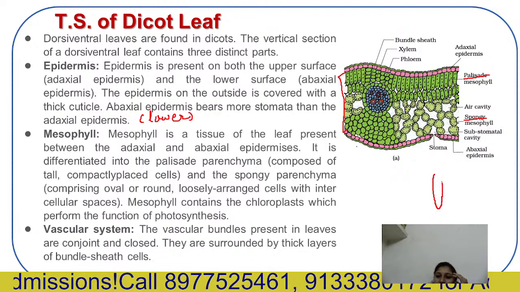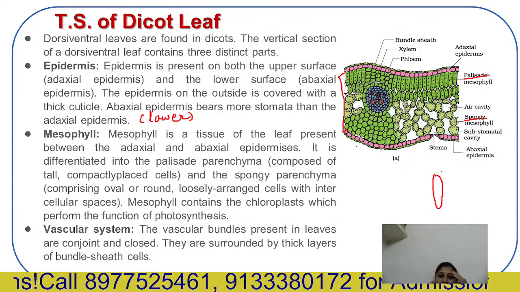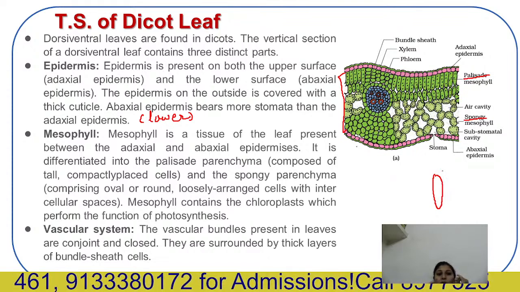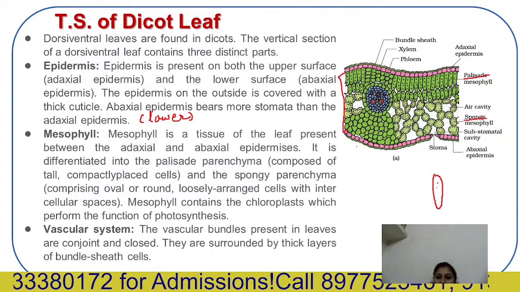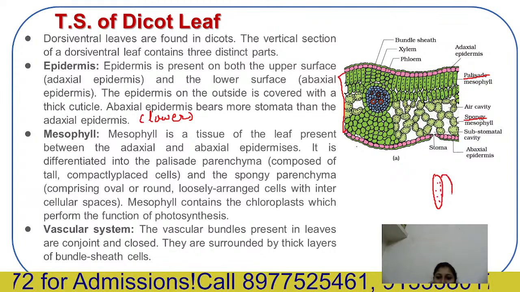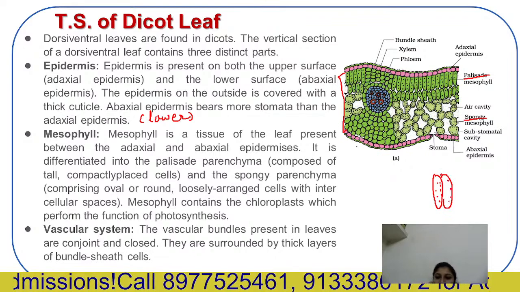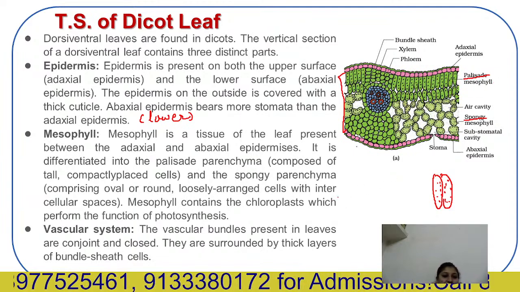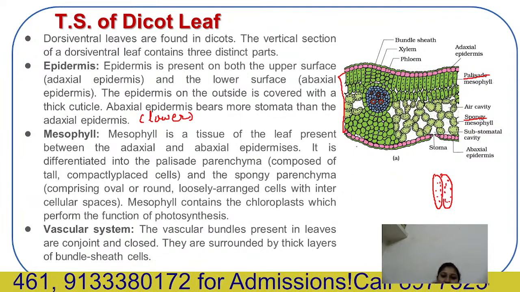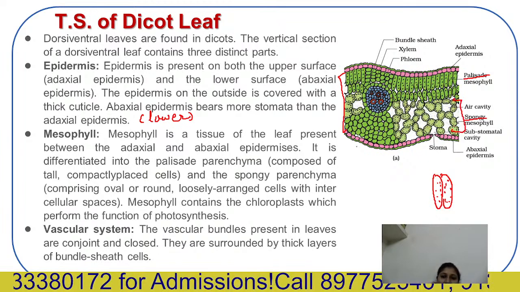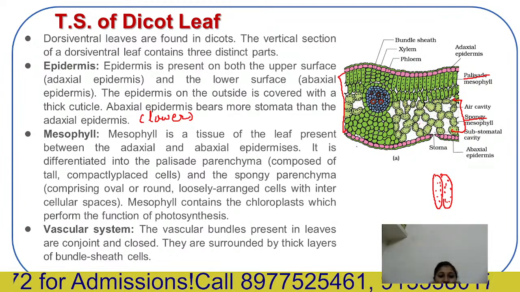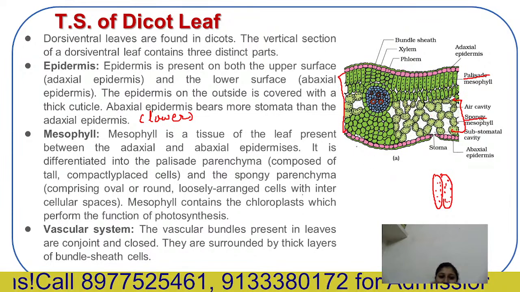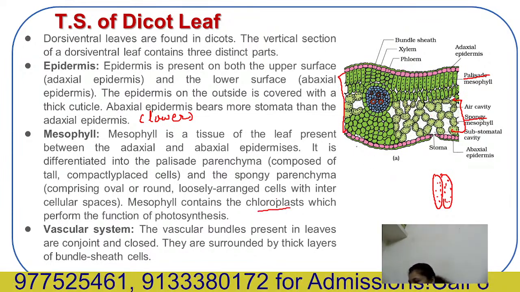Palisade, that means they form this type of long oval. They are composed of tall and compactly placed cells with chloroplast in it. So they are tall, they are called palisade. And spongy parenchyma, they are oval and round in shape, loosely arranged. You can see here. So they are loosely arranged. These are called spongy mesophyll cells. These cells function for photosynthesis because mesophyll contains chloroplast which performs photosynthesis.